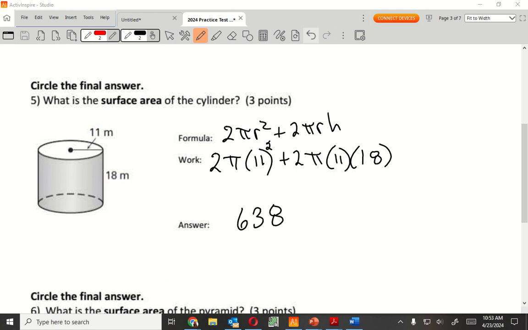638 pi? Yeah. Which is going to be what as a decimal? 2001. And those are units? Meter square.